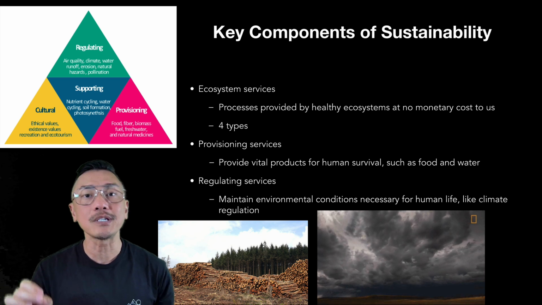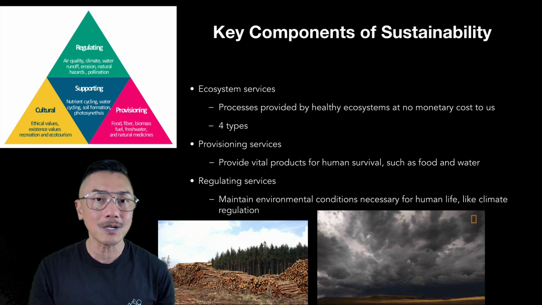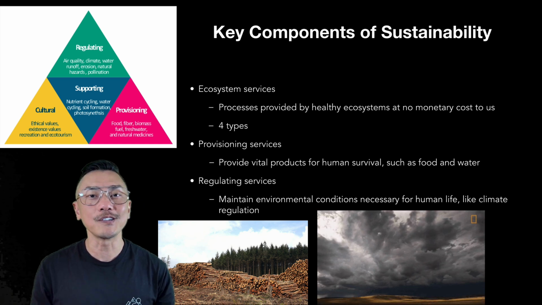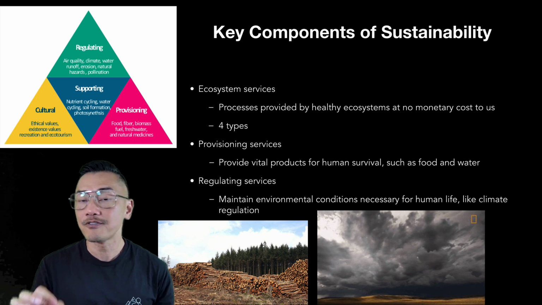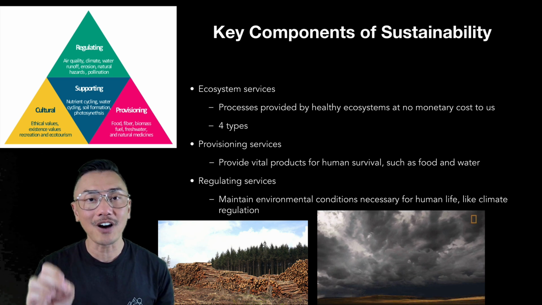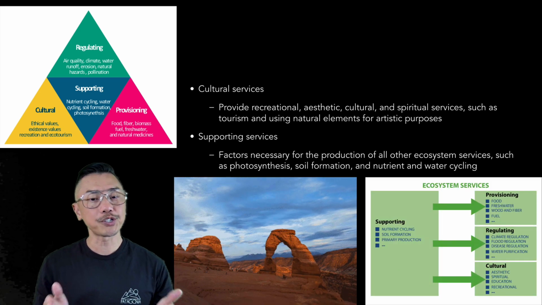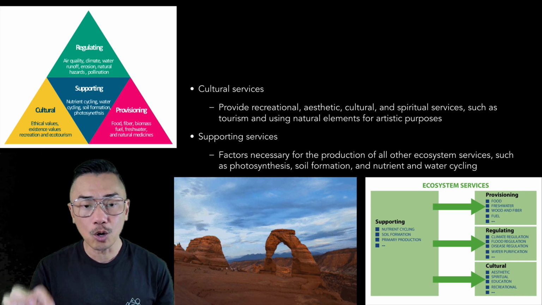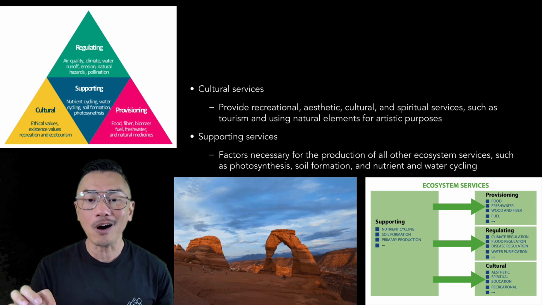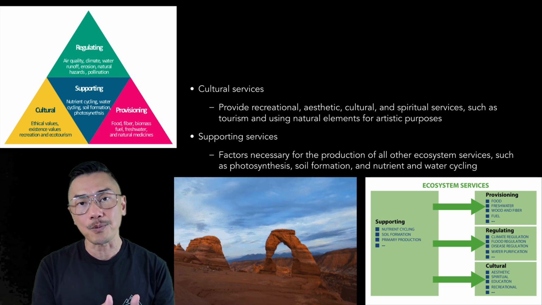Natural capital also includes ecosystem services, which are processes provided by healthy ecosystems at no monetary cost to us. These services are divided into 4 types. Provisioning services include any ability to provide vital products for human survival, such as food and water. Regulating services maintain environmental conditions necessary for human life, like climate regulation. Cultural services offer recreational, aesthetic, cultural, and spiritual benefits. And finally, supporting services are necessary processes for the production of all other ecosystem services, like photosynthesis and soil formation.